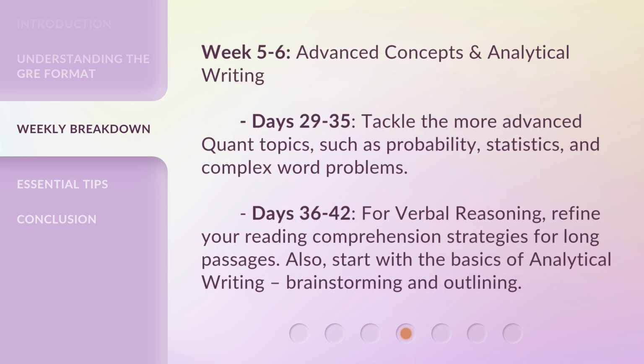Week 5 to 6, advanced concepts and analytical writing. Days 29 to 35, tackle the more advanced quant topics, such as probability, statistics, and complex word problems. Days 36 to 42, for verbal reasoning, refine your reading comprehension strategies for long passages. Also, start with the basics of analytical writing, brainstorming and outlining.